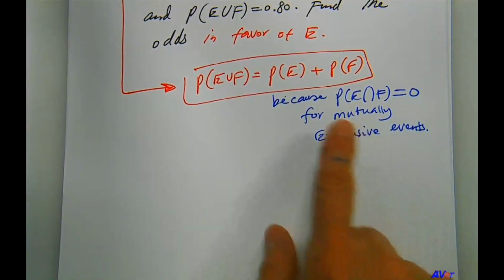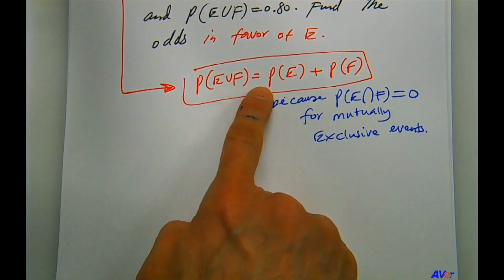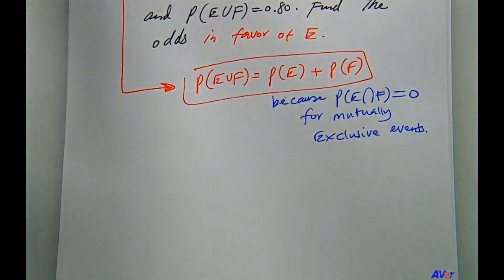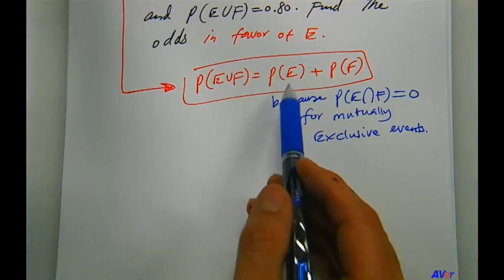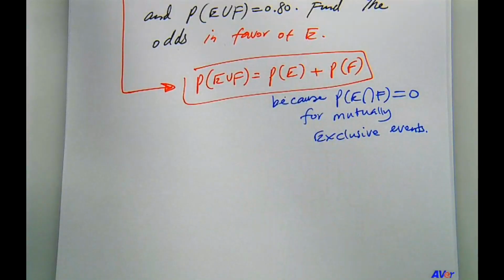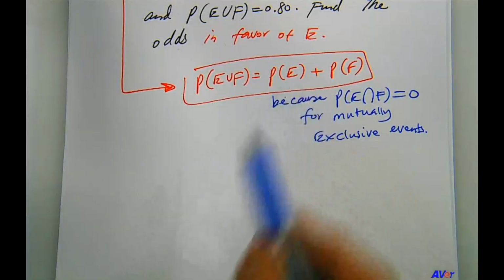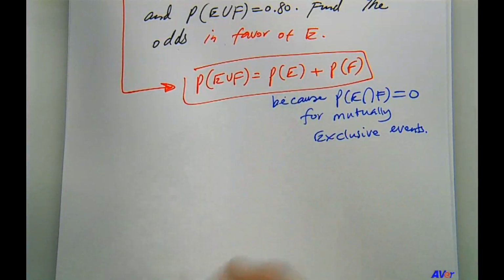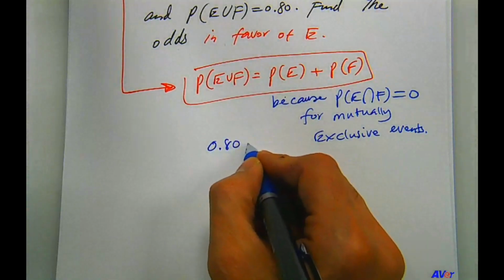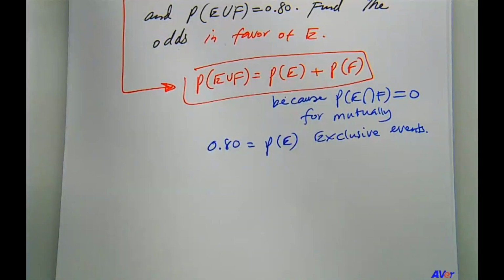So because that term drops out, then the union event is equal to probability of E plus probability of F, just 2 terms. Well, if we want to know the odds in favor of E, we need to know the probability of E. So it's critical for us to know this probability, which we don't yet have. Okay, so let's plug in. We know that probability of E union F is 0.8. Probability of E is unknown, so I'm just going to leave it as that.